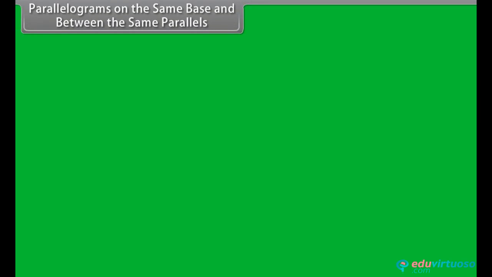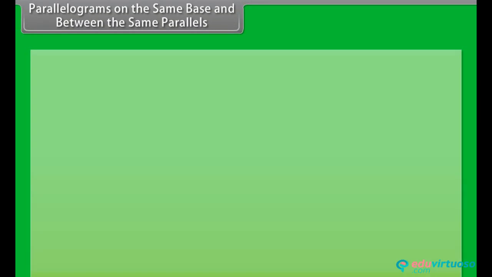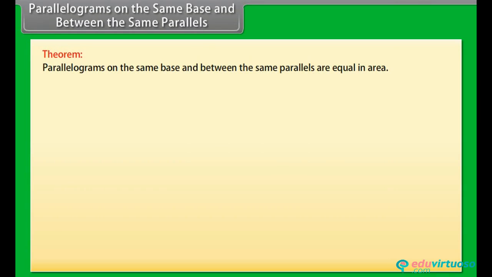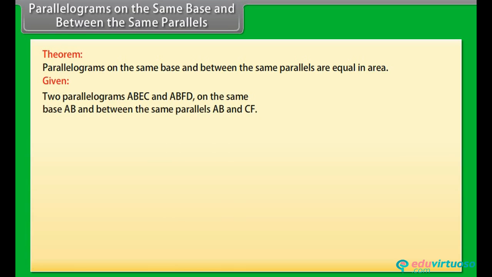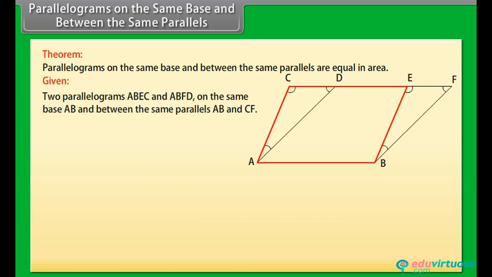Parallelograms on the same base and between the same parallels. Theorem. Parallelograms on the same base and between the same parallels are equal in area. Let us prove this theorem. Proof. Two parallelograms ABEC and ABFD on the same base AB and between the same parallels AB and CF are given. We need to prove that area of ABEC equals area of ABFD.